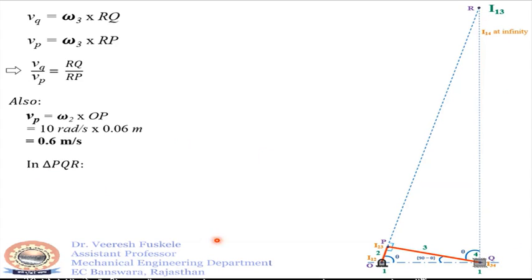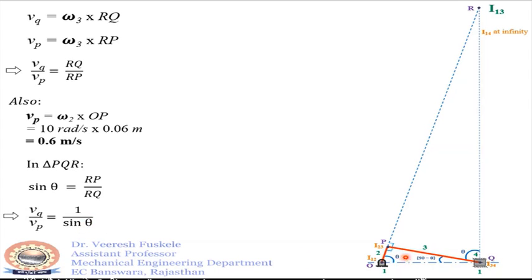So in triangle PQR, if we take the sine of this angle, sine theta is perpendicular upon hypotenuse. So sine theta of this angle will be, the perpendicular RP upon hypotenuse RQ. So sine theta will be equal to RP upon RQ. Putting this value, VQ upon VP will now become 1 by sine theta. Here it is RP upon RQ and here it is RQ upon RP. So VQ upon VP will be equal to 1 upon sine theta. Now we still need to find theta.